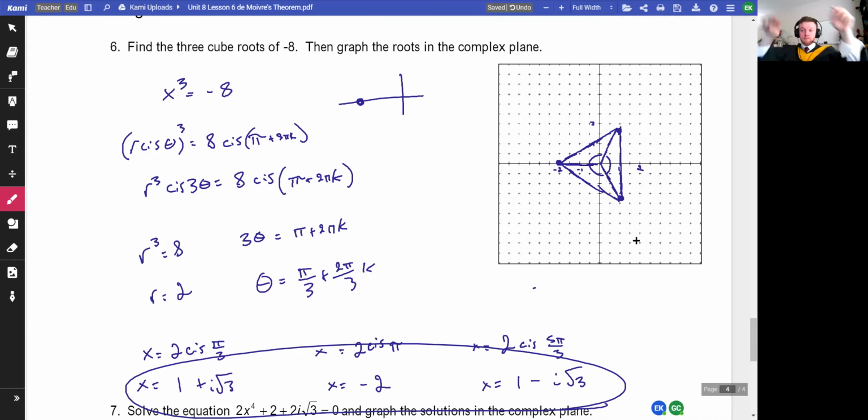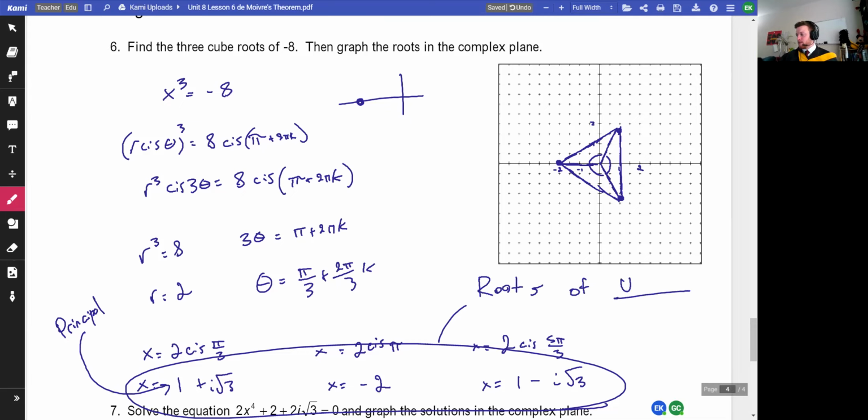We call these 3 roots the roots of any number. There's the principal root, but as a group, which one's the principal root here, by the way? The greatest real. This one, right? Yeah. Interesting, isn't it? But all of them together are called the roots of unity. I think that's pretty.